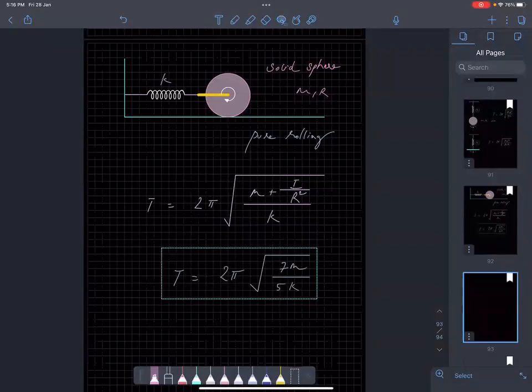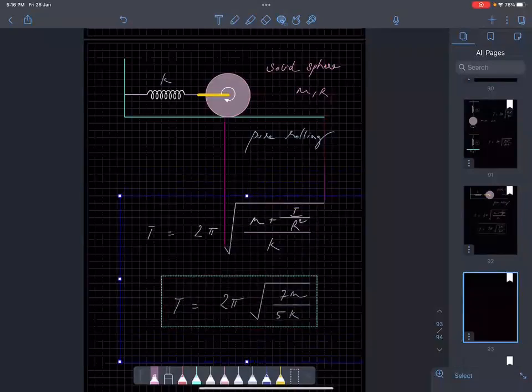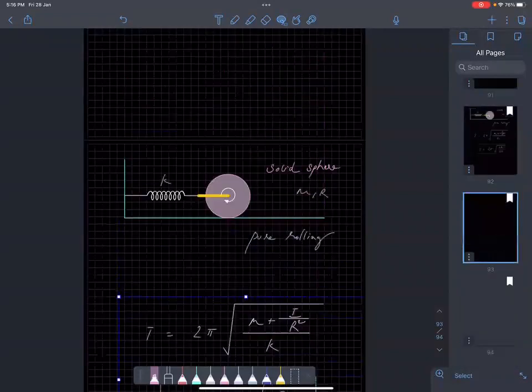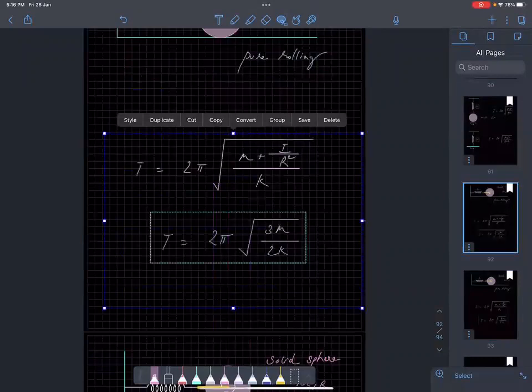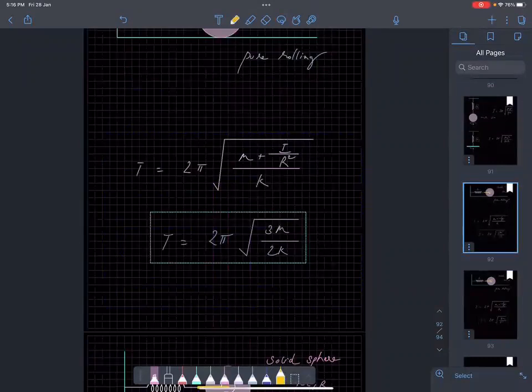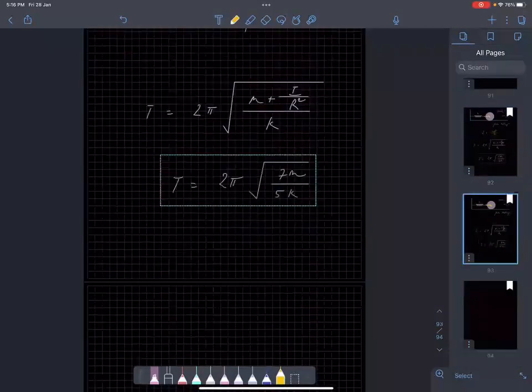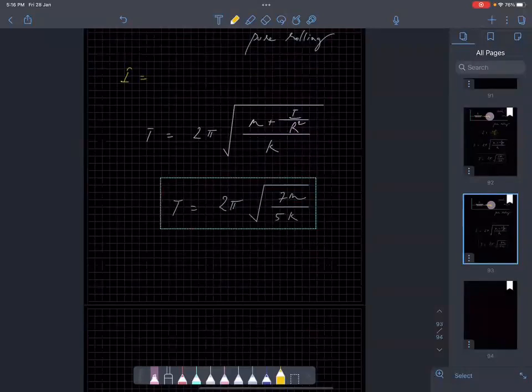Okay. We'll just mention what I is here. For the last problem, tell me what is I here? m r square by 2. Here what is I? So 2 by 5 m r square. Clear?